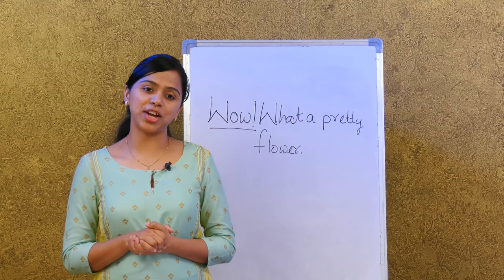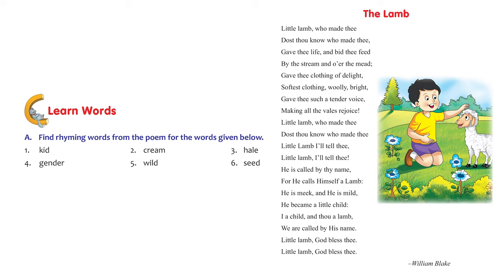Let's try the first one. Kid. Can you tell me which one rhymes here? Let's look at the third line. There's something called bid. So, kid and bid rhymes very well. Now, the second one. Cream. Let's search for something which rhymes here. It is stream. Yeah, cream and stream.